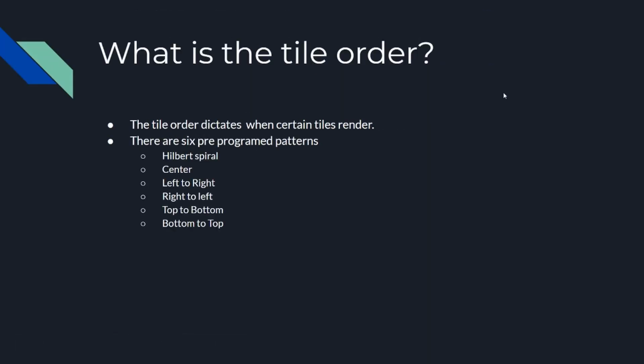Now, Hilbert spiral, which I'm currently using, is a little harder to explain. It vaguely forms a spiral shape, where it renders like these, and then keeps going down, and eventually gets to the sides and keeps going. But it's harder to visualize than some of the other ones.